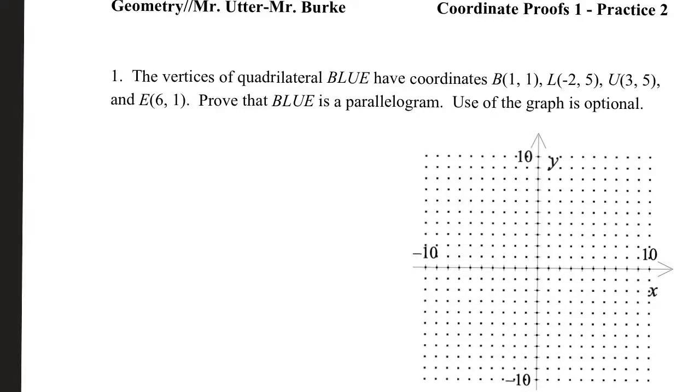Hello everyone. In this video, this is the video answer key to Coordinate Proofs 1, practice number 2. We are still working with proving parallelograms. In this quadrilateral, we have blue, and we need to prove it's a parallelogram. So the first option is probably the option that everyone is going to choose, which is showing that the quadrilateral has diagonals that bisect each other, which means just two midpoint formulas.